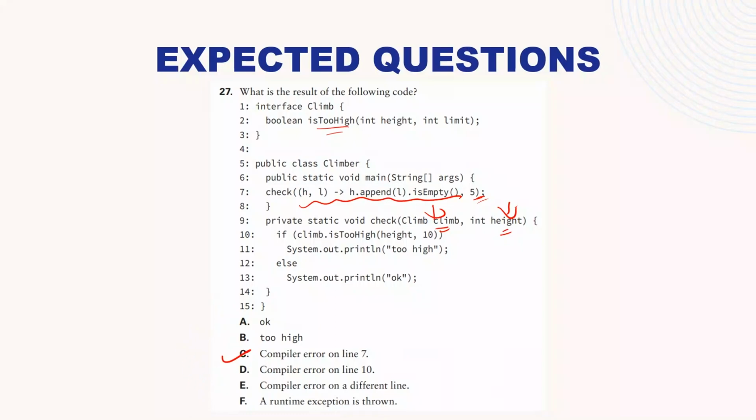So the interface takes 2 int parameters, right, first of all. And if you see, we are doing some appending. Do you think it is possible to append something to an int parameter? It's not possible, right? We cannot append something to the int parameter, and you cannot even do isEmpty check over there. So I think that's why there is a compiler error on line 7. Okay, I hope that is clear, guys. Let's move on to the next question.